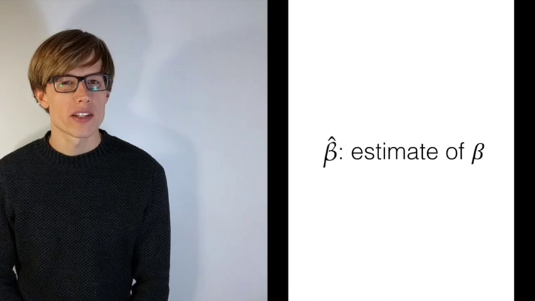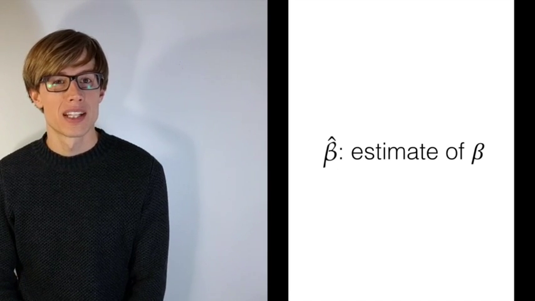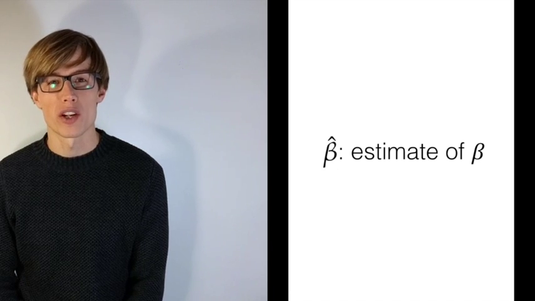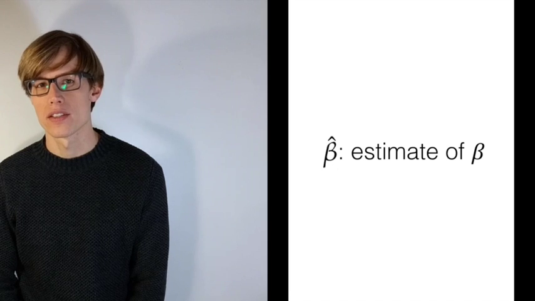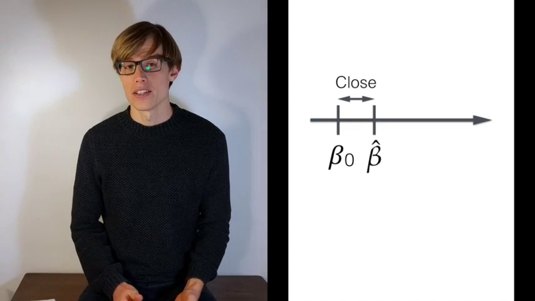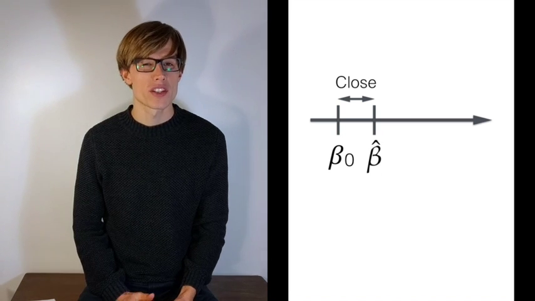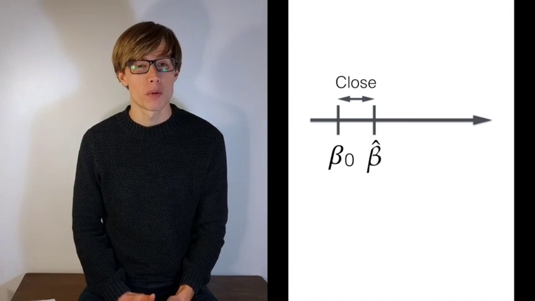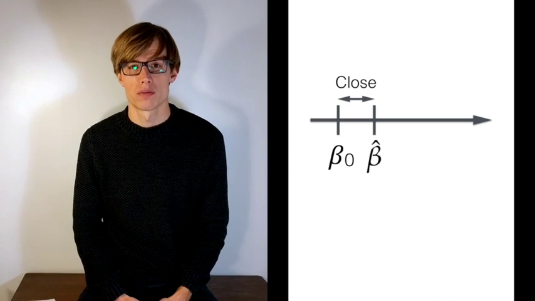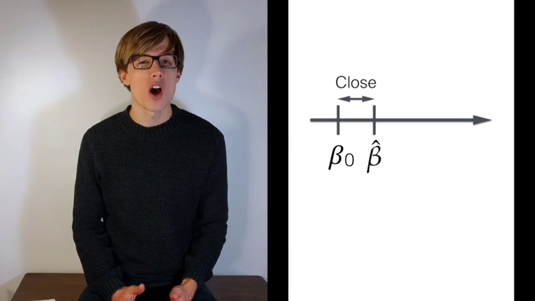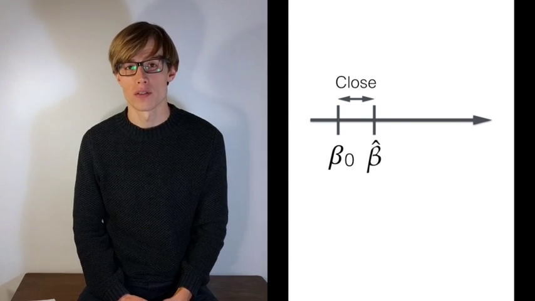Well, we have an estimate called beta hat of the true parameter beta. And this gives us some idea about where beta is, since the estimate should be close, in some sense, to the true value. So here's the idea. If beta hat is close to beta 0, then we suspect that beta probably also is. And maybe it's even equal to beta 0. In this case, we do not reject the hypothesis that beta is equal to beta 0.